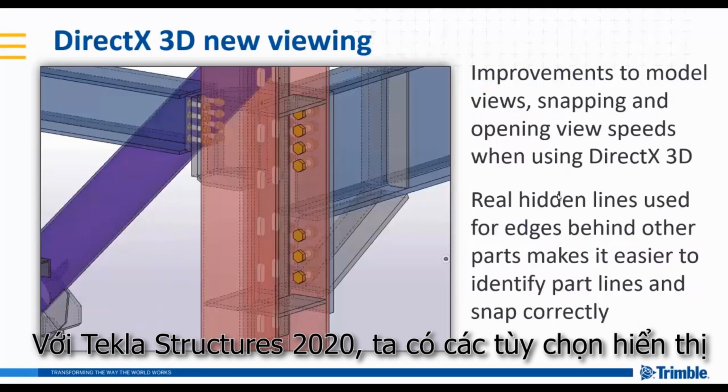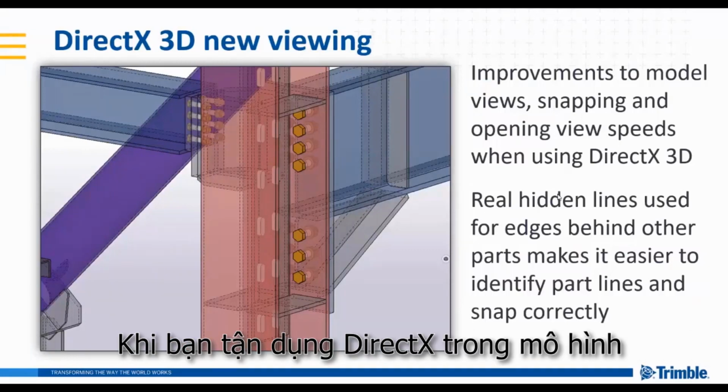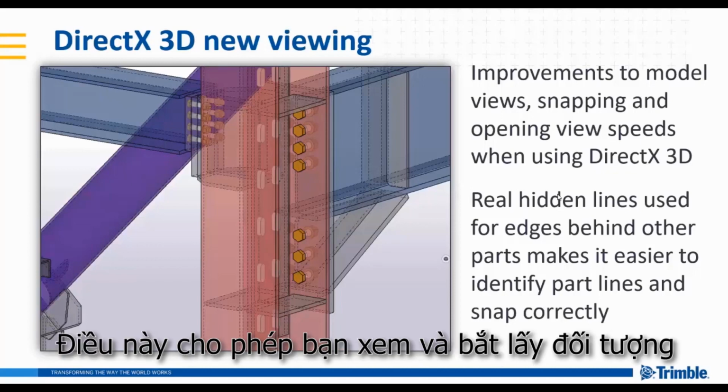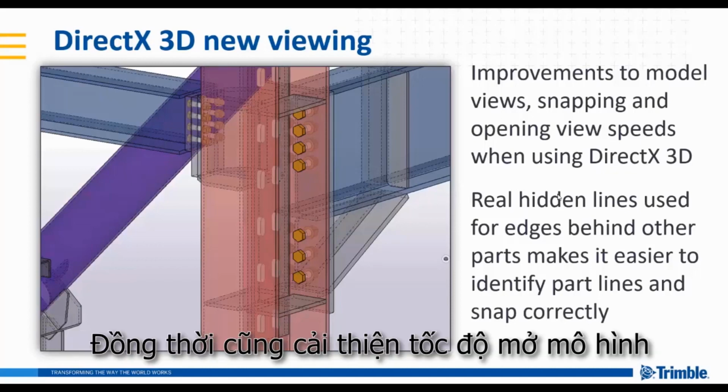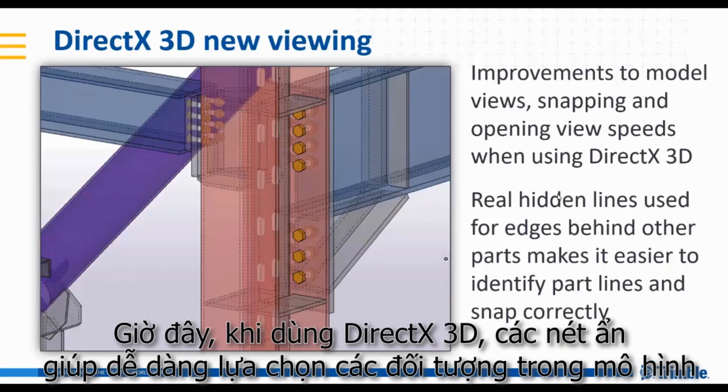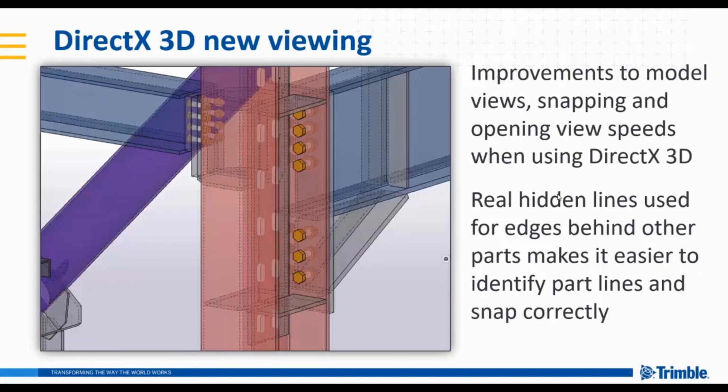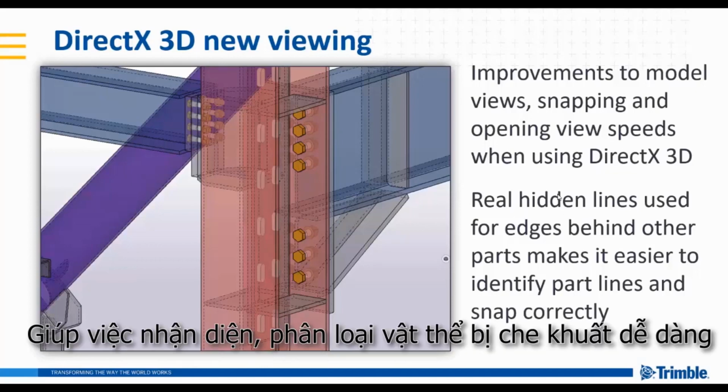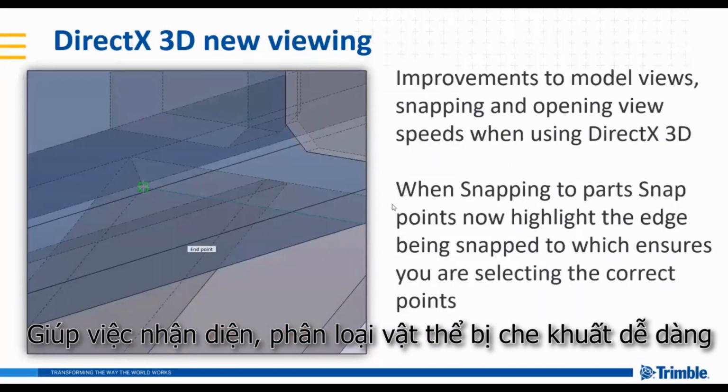For Tekla Structures 2020, we also have new viewing options when utilizing DirectX within the model. These allow you to view and snap. It also improves the opening speeds of models when using DirectX 3D, and the real hidden lines are now used for edges behind other parts, making it much easier to identify the unseen items.